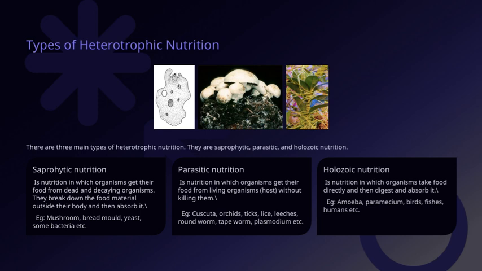Now, all these modes of nutrition, saprophytic, parasitic, and holozoic, are types of heterotrophic nutrition. Each has its unique way of obtaining food, but shares the common feature of relying on others for nourishment. Understanding these different methods helps us appreciate the diversity of life and how organisms adapt to their environments.